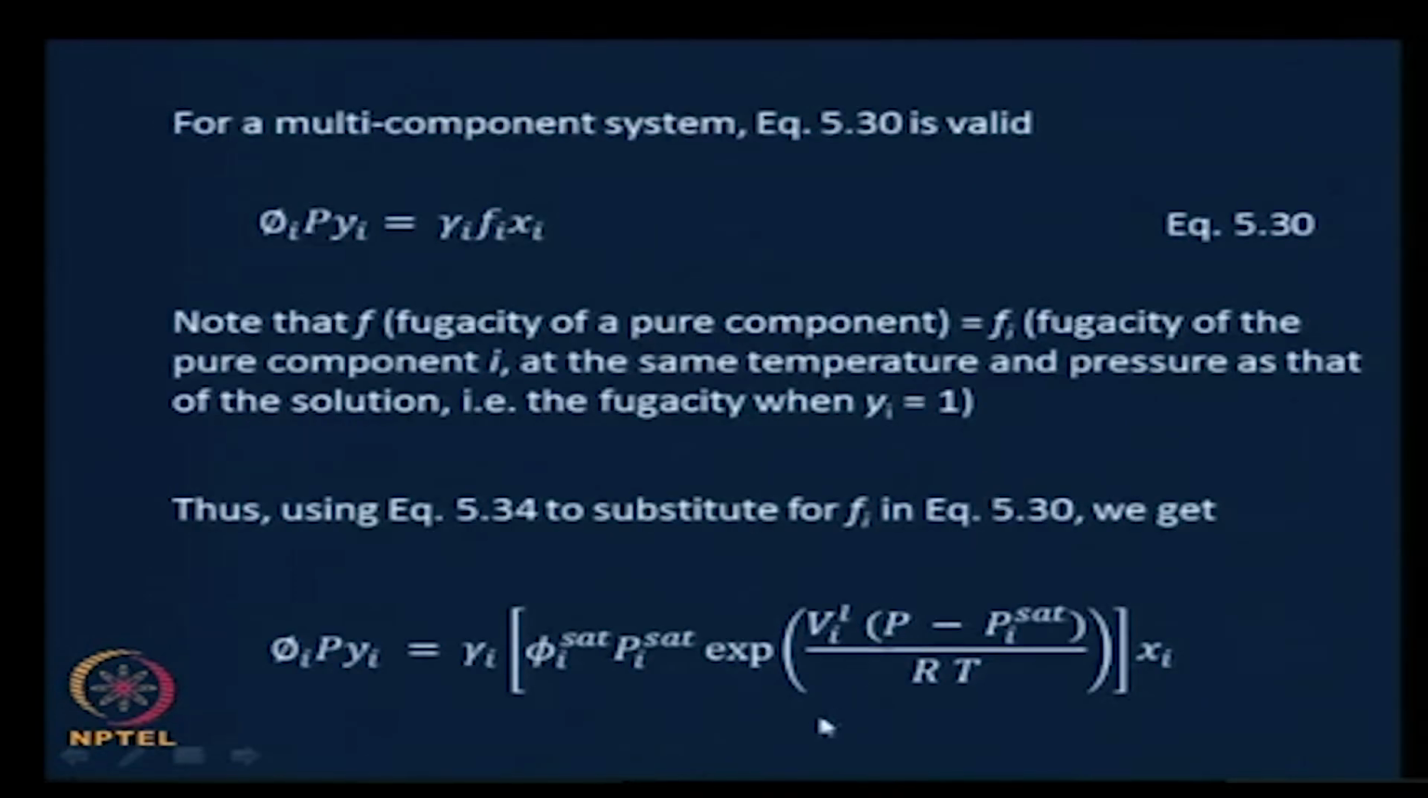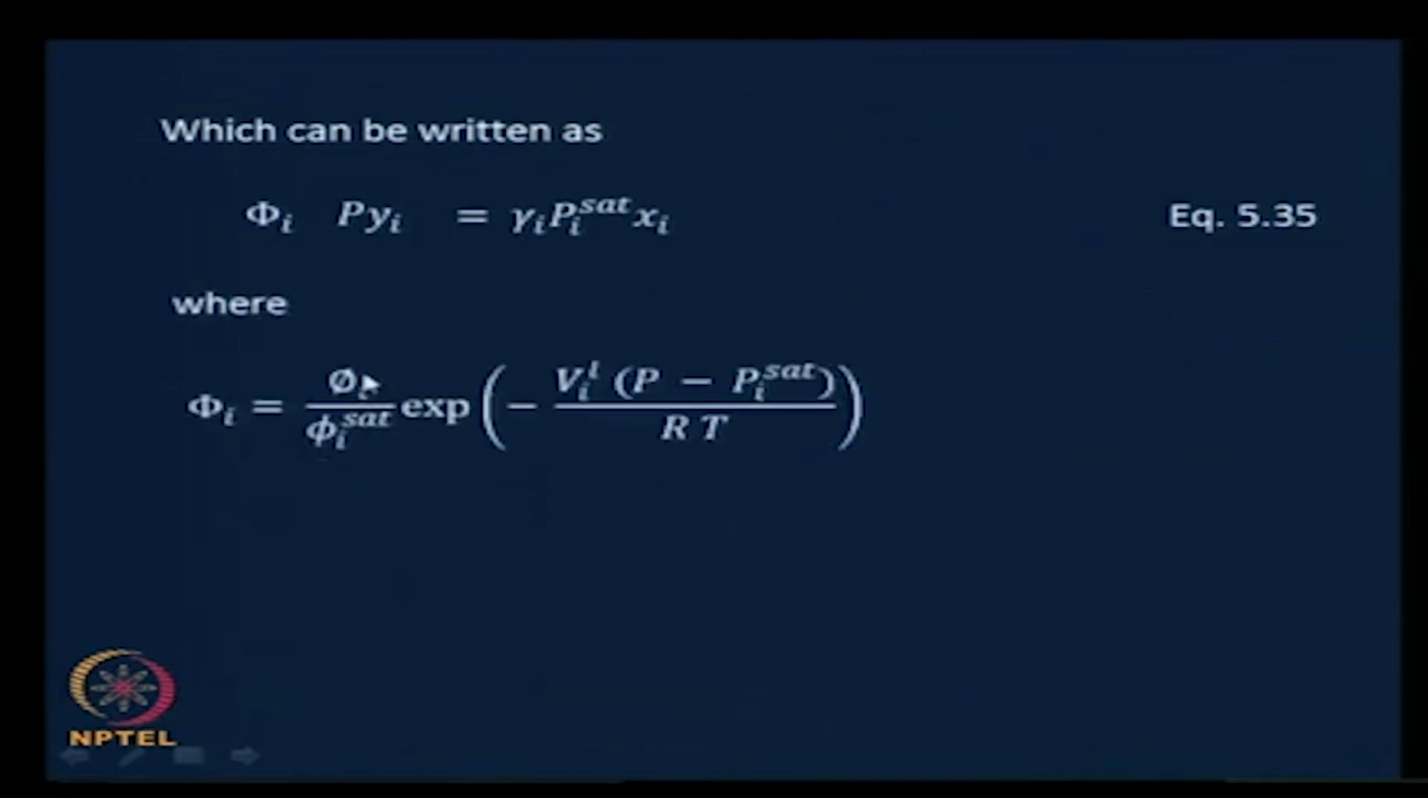Let me show you what phi I is, then it will become easier. We have written this expression as phi I into p y I equals gamma I p I sat x I, which means the remaining terms have all been combined into a phi I, where phi I equals phi I divided by phi I sat exponential of minus V I L p minus p I sat by R T. Let us call this equation 536.